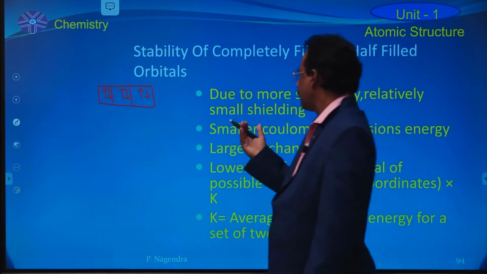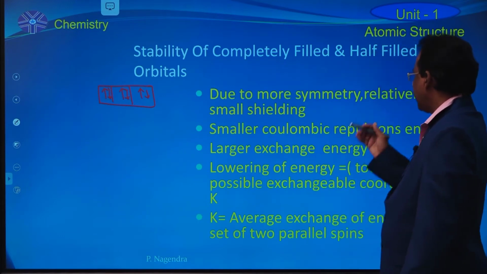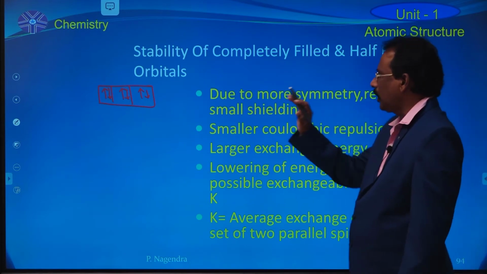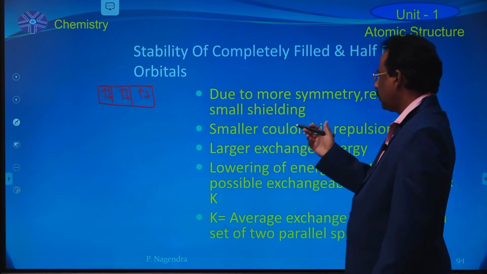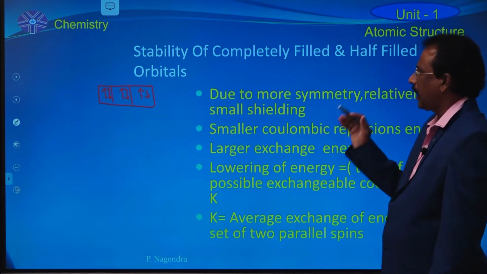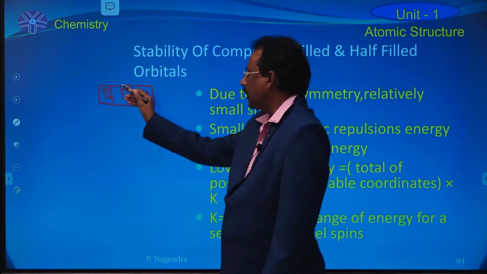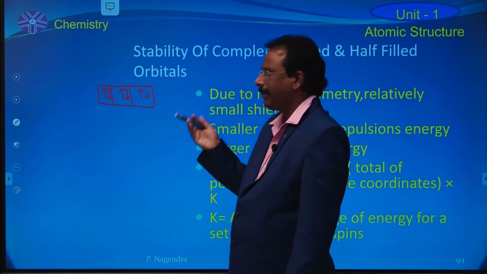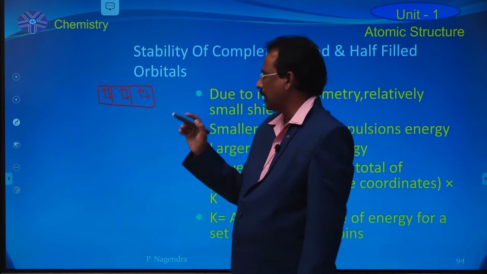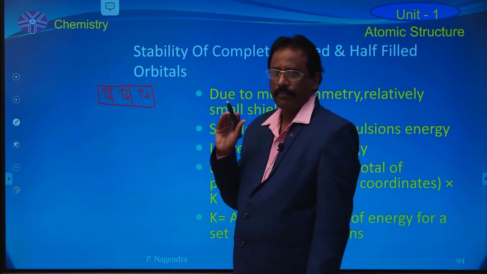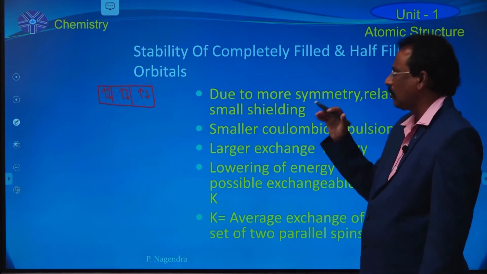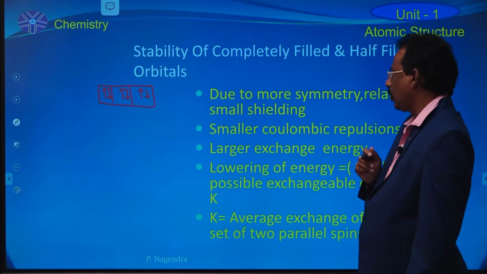That's why, due to more symmetry, they possess relatively small shielding, that means they possess small Coulombic repulsions between them, because out of 6 electrons, 3 are in clockwise spin and the remaining 3 are in anti-clockwise spin. That means in each and every orbital spin is balanced. That's why this configuration is more stable. The p6 configuration is more stable than the p3 configuration.